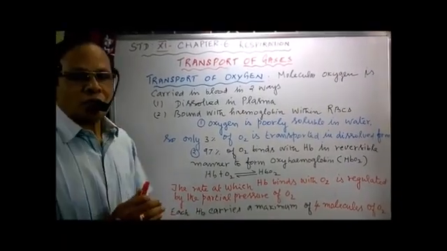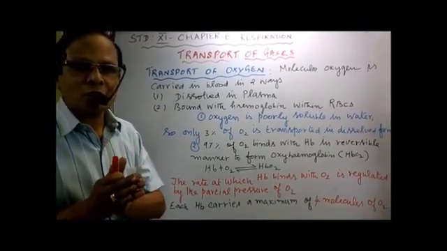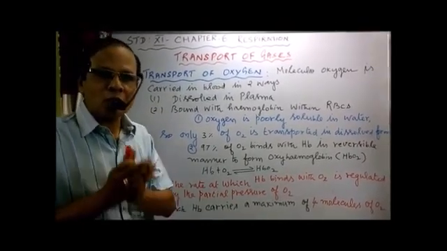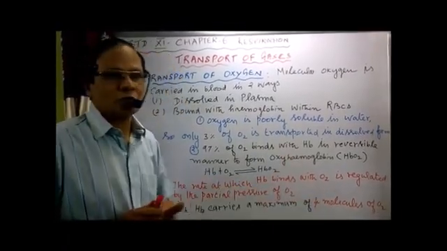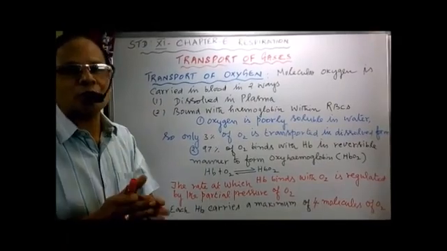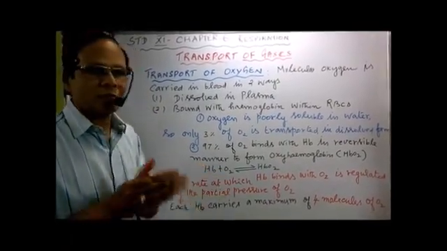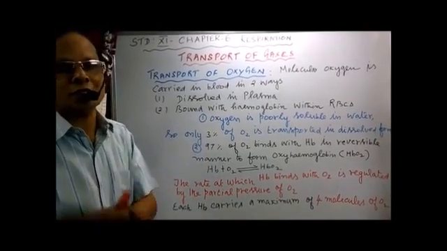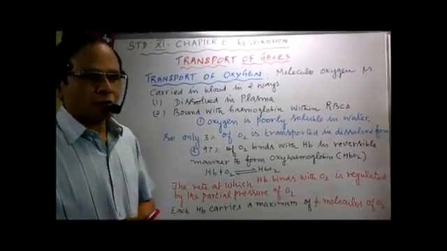So each hemoglobin contains 4 atoms. So the maximum number of oxygen molecules carried by one molecule of hemoglobin is only about 4 molecules of oxygen. This is the oxygen carrying capacity of hemoglobin in terms of molecules. So each hemoglobin carries a maximum of 4 molecules of oxygen. Okay, we'll continue further about the actual transport of oxygen.